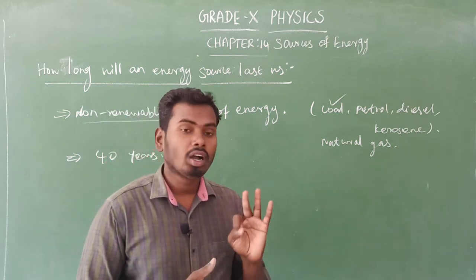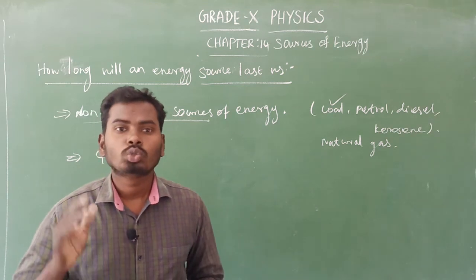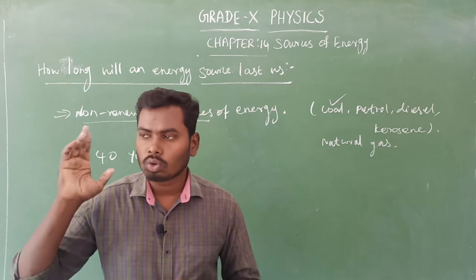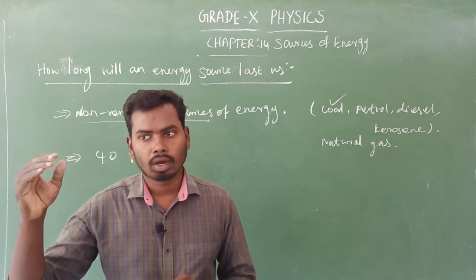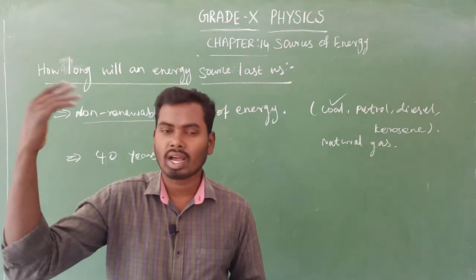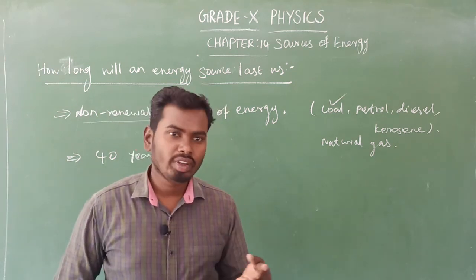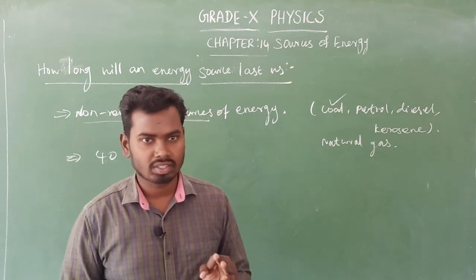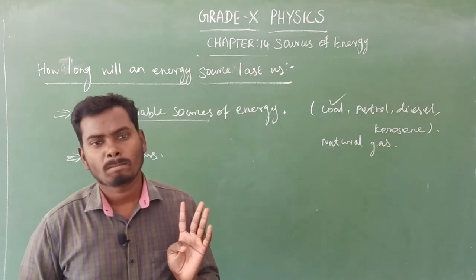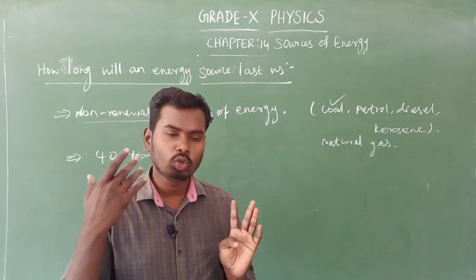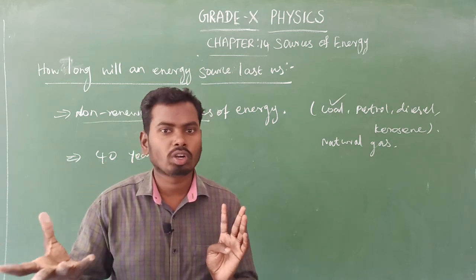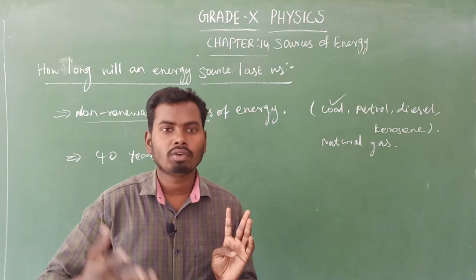Third point, use a solar cooker. A solar cooker consumes very little energy, and it works only because of the sunlight, so we can save some electric energy. Fourth point, use a pressure cooker. At home for cooking, use a pressure cooker, because a pressure cooker consumes a very small amount of fuel, that is, less LPG.